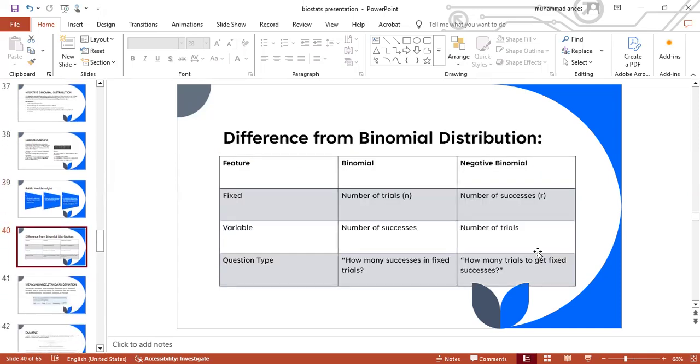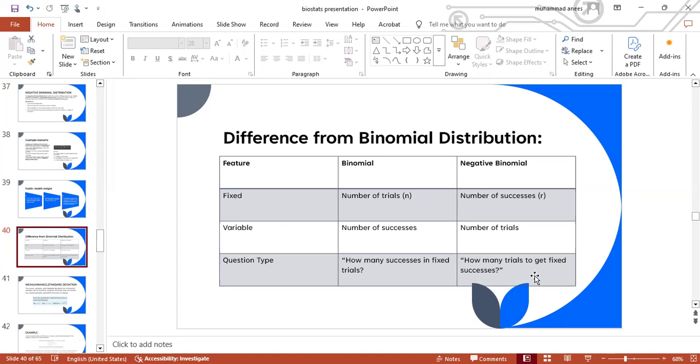Now, there are certain differences between binomial distribution and negative binomial distribution. In binomial distribution, the number of trials is fixed, while in negative binomial distribution, the number of successes is fixed. The number of successes varies in binomial distribution, while the number of trials varies in negative binomial distribution. The question type in binomial distribution is how many successes in fixed trials, and in negative binomial, how many trials to get fixed successes. So we have talked about binomial distribution.